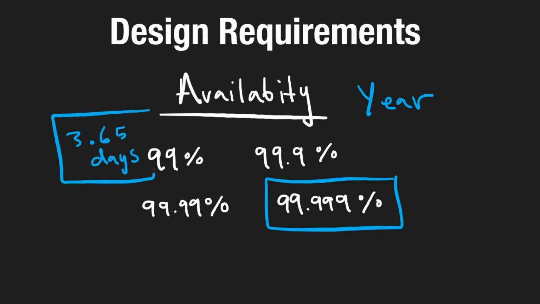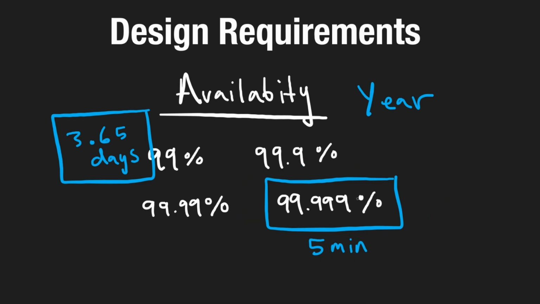So 3.6 days, that's not very good. If you're designing Amazon.com, if the store is down 3.6 days a year, we're losing a lot of money. That's not very good, but 99.999% availability would mean that our service would actually only be down 5 minutes a year. So if we can get to this point, we're really not losing a lot of business. I mean, 5 minutes isn't very good.